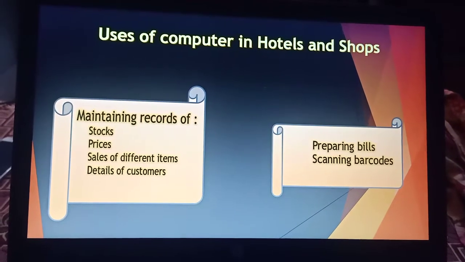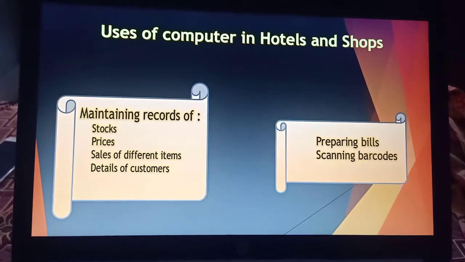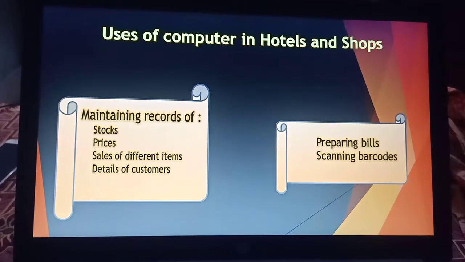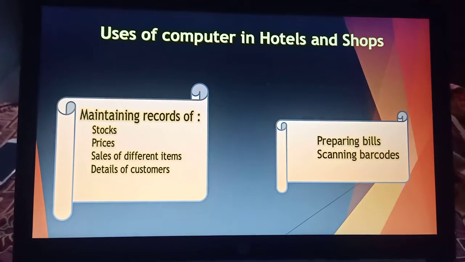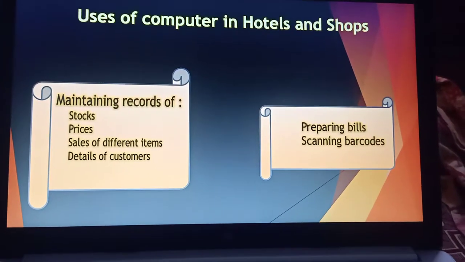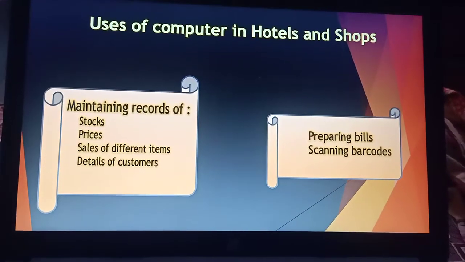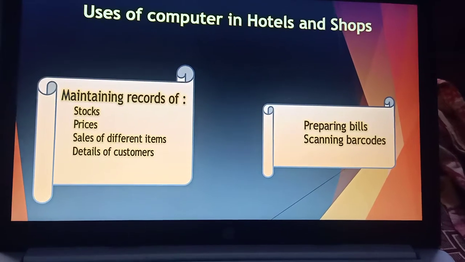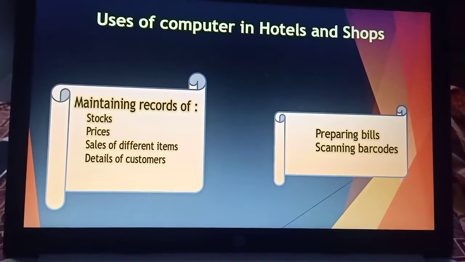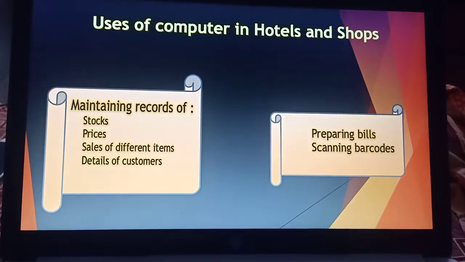Computers are also used in hotels, shops and shopping malls. You all know about this. In hotels and shops, they are used mainly for maintaining records of stocks, prices and sales of different items: what is there, what is not there, how much is being sold, what the profit is, and details of every customer. Yes, a few malls have mobile numbers entered. Preparing bills and scanning barcodes.